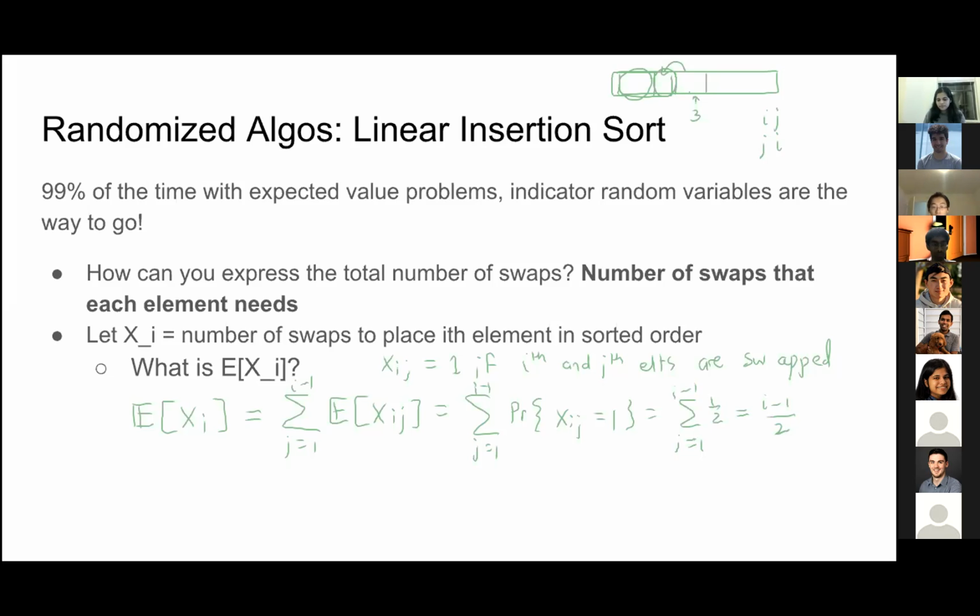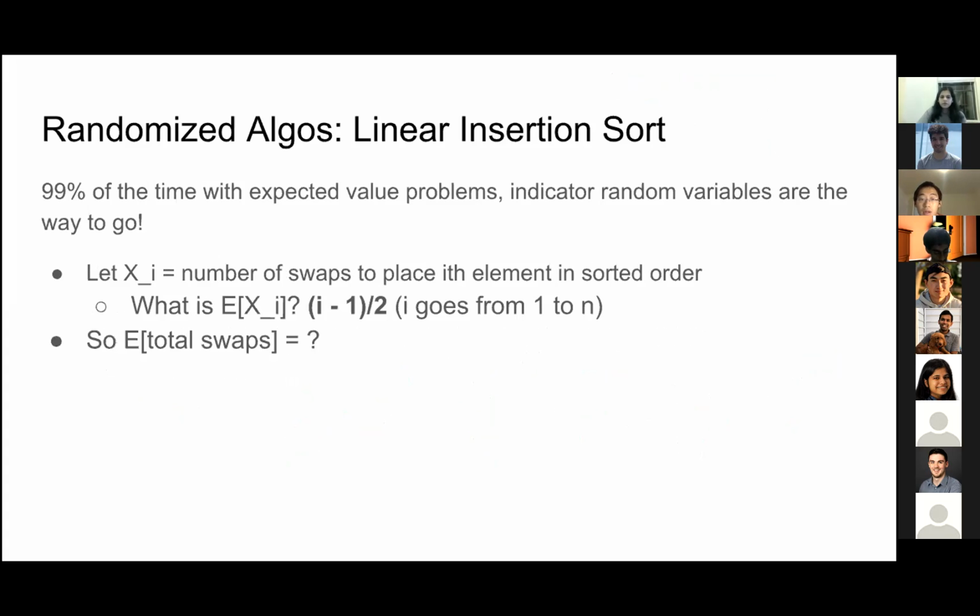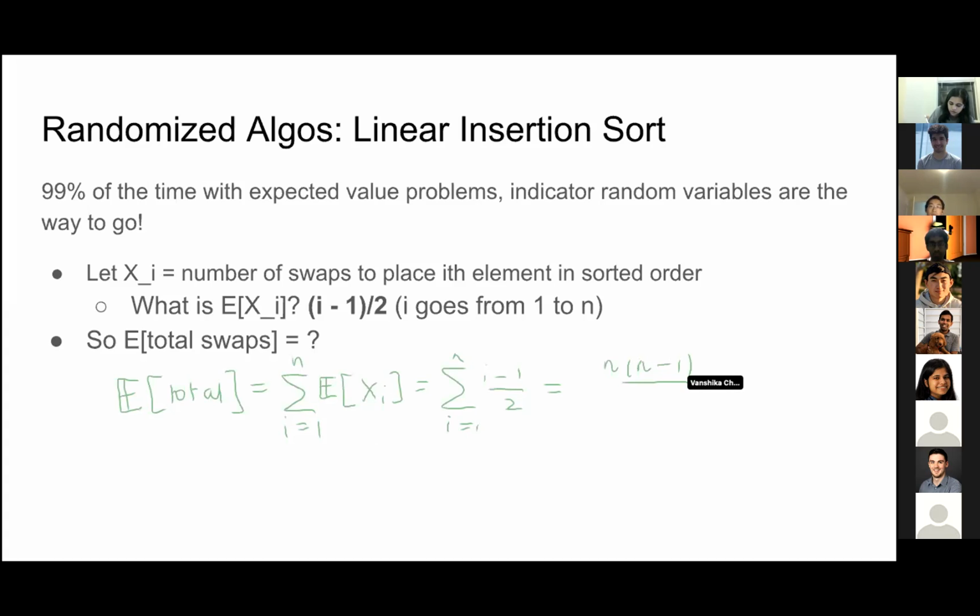Are there any questions about this? So we found that the expected value of x sub i is i minus 1 over 2. So how would we figure out the expected total number of swaps? Yeah, exactly. You'd sum from i equals 1 to n of the expected value of x sub i. This is using linearity of expectation, and then you get i minus 1 over 2, and this comes out to n times n minus 1 over 4.